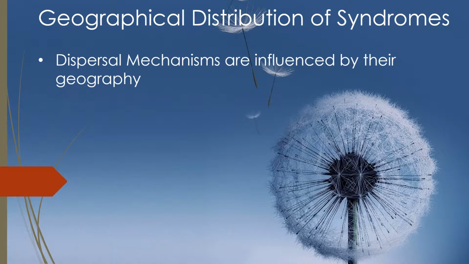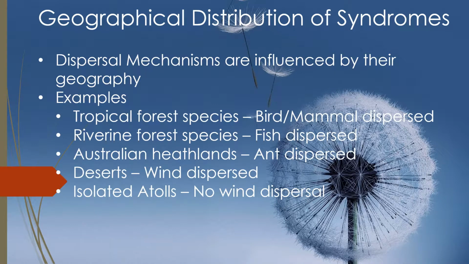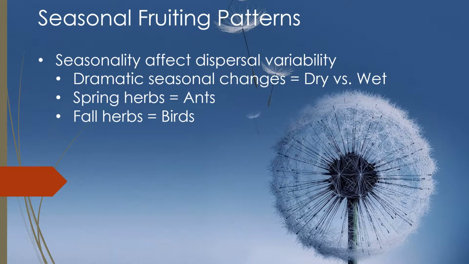First, dispersal mechanisms are going to be influenced by geography. Examples you're going to read about: tropical forests are going to have big fleshy fruits that are animal dispersed. Shrublands are going to be more ant dispersed. Deserts, wind dispersed. You're not going to see a whole lot of wind dispersal on islands. Seasonality is going to affect dispersal variability. You're going to see places with more dry and wet seasons have different types of dispersals within them, as opposed to places that are wet all the time, like tropical areas.